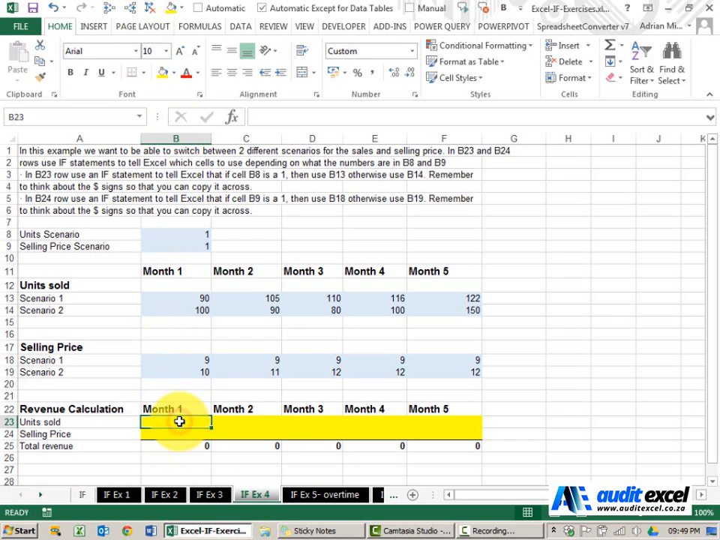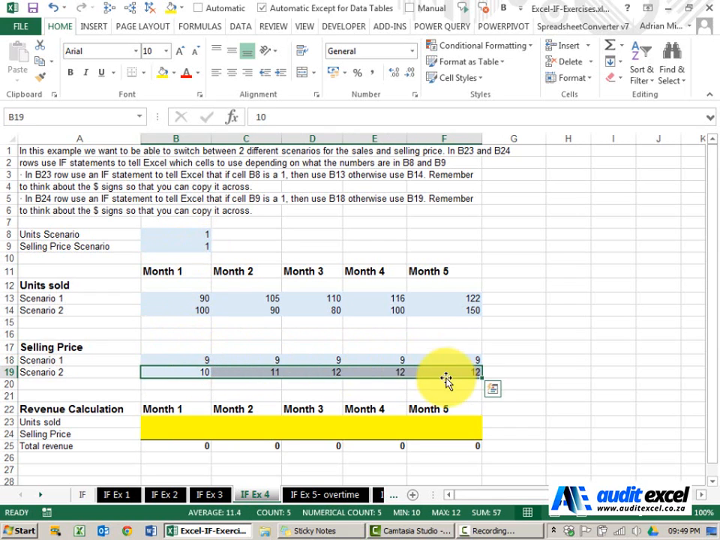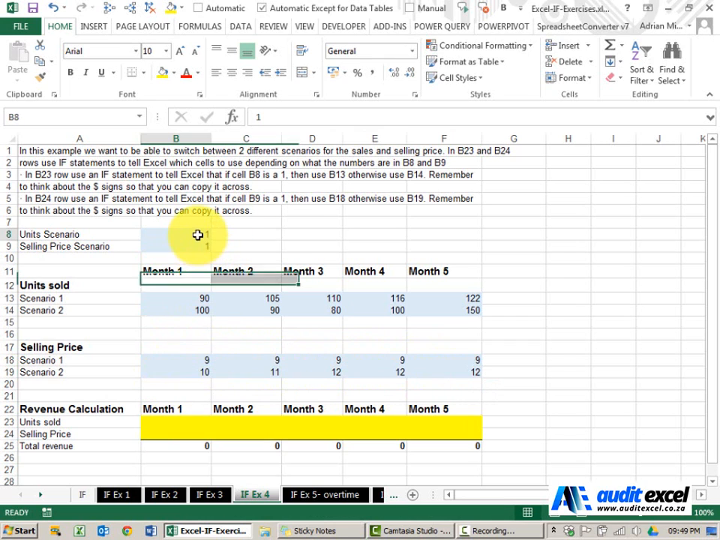We want to create a function here that, for example, for the units sold, will look at what the number is there, and if it's a 1, it must bring through these numbers, and if it's a 2, it should rather bring through those numbers. Same with the selling price, it must look at the selling price scenario, and depending on what number is in here, it must either bring through that row or that row, so that we can easily play with these two to decide what the revenue will be for the year.